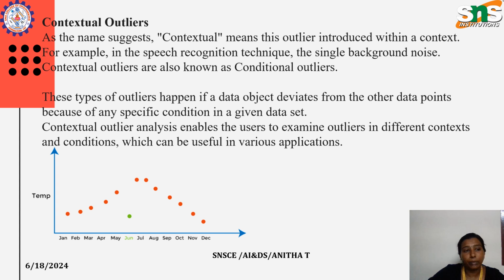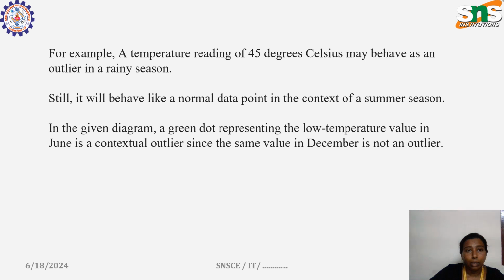The process in which the behavior of the outliers is defined in datasets is called outlier analysis, and it is also known as outlier mining. The process is defined as significant data mining. For example, a temperature reading of 45 degrees Celsius may behave as an outlier in the rainy season, but it will behave like a normal data point in the context of the summer season. In the given diagram, a green dot represents a low temperature value in June. In the contextual outlier, the same value in December is not an outlier.